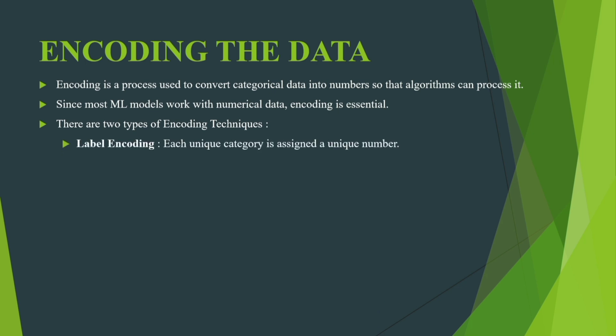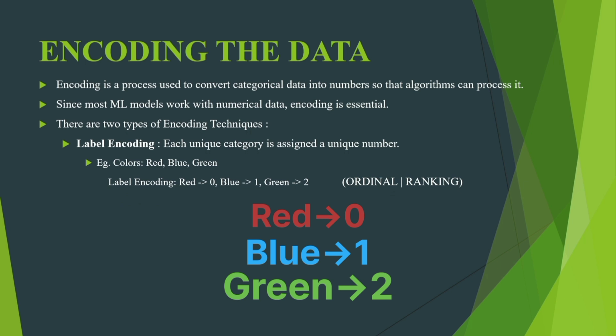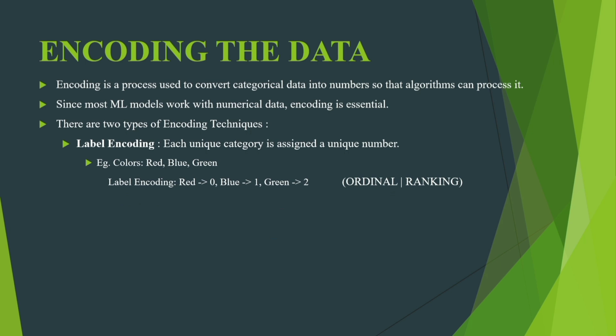One is label encoding, which means assigning a unique number to each unique category. Let's take an example of the feature color. We have three types of color. In encoding, we will give each color a unique number. Here we give red 0, blue 1 and green 2. But here you can see 0, 1, 2 are giving some order, but colors are not arranged in order. So when we are going to use label encoding, we must use it for ordinal data.